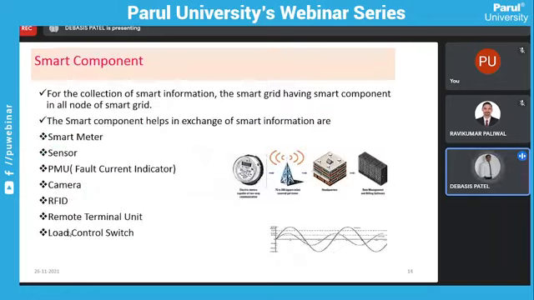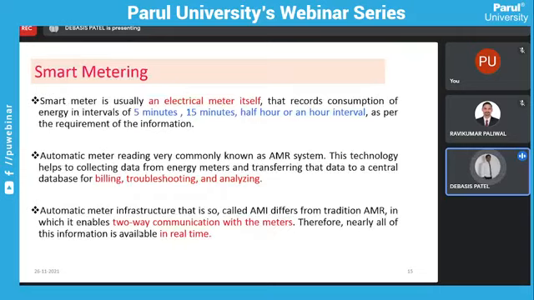Now we will see each component: smart meter, sensors, PMU or fault current indicator, camera, RFID, remote terminal unit, load control switch. These are the few components I have taken. You will see them in detail, and these are the most important components. Coming to the first one, smart metering. A smart meter is usually an electrical meter that records consumption of energy at intervals of 5 minutes, 15 minutes, half an hour and hourly intervals. Means what? This is the meter that can sense the information for the interval of what?